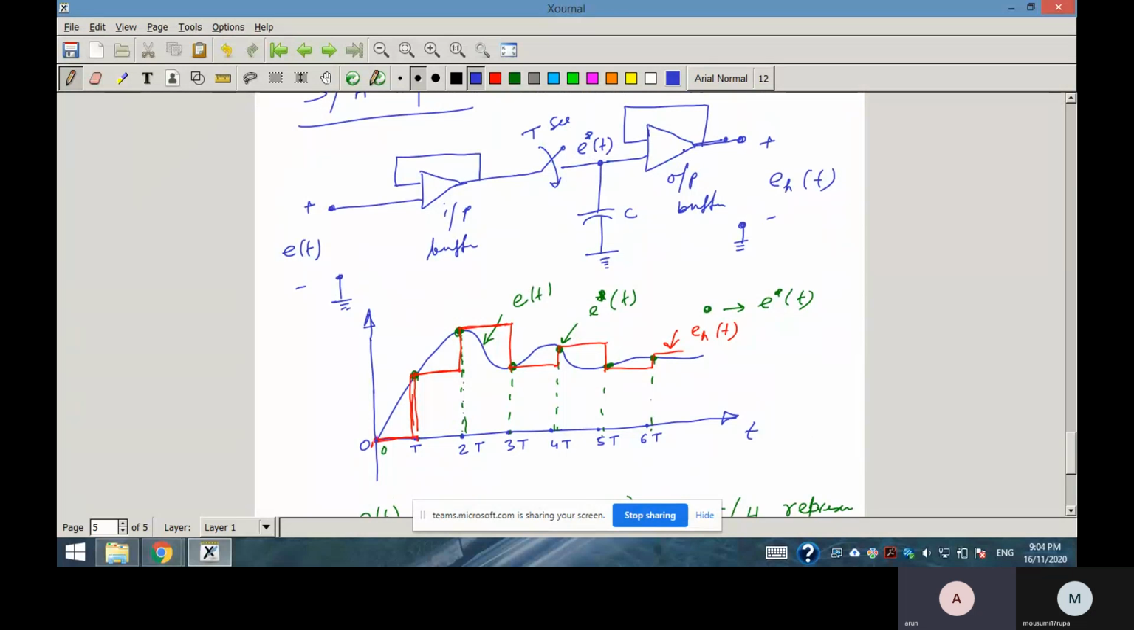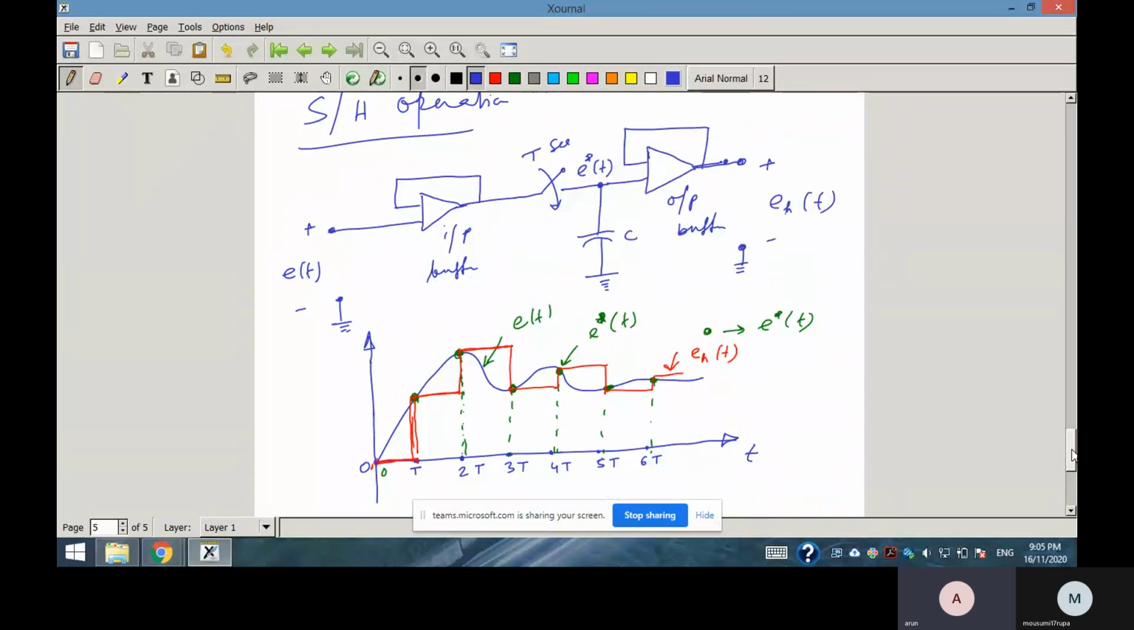What is the impedance of the input buffer? The impedance of the input buffer is very high, a very high input impedance. So that's why here no current will flow. Here no current will flow. So that is why immediately the capacitor will charge. The charging time of the capacitor is almost 0. Okay. So this will happen.